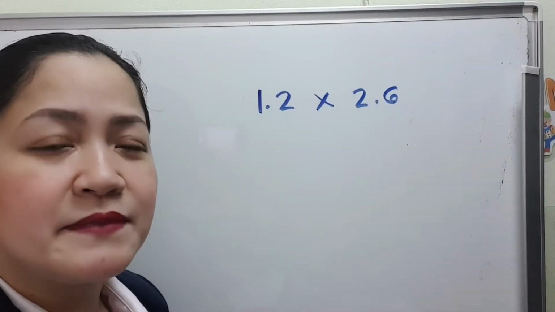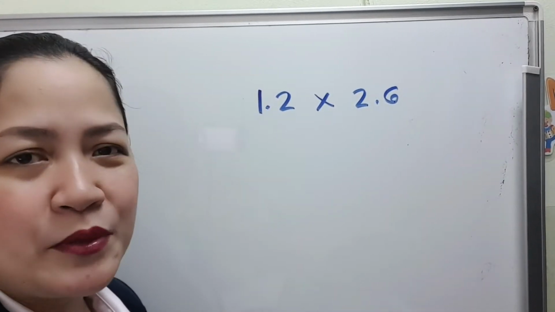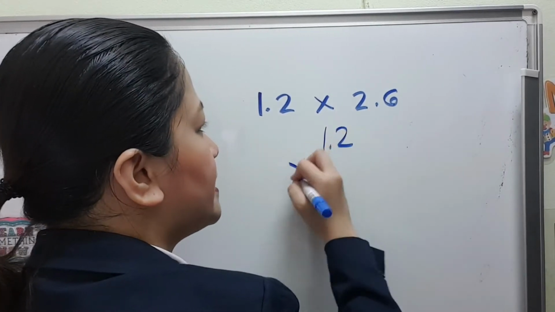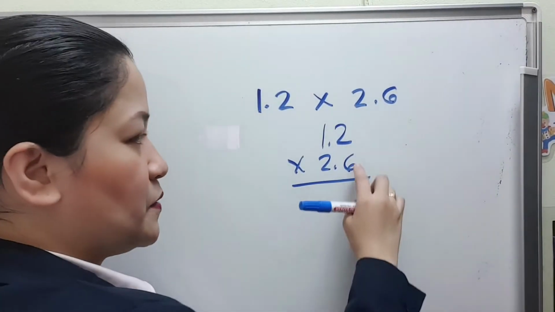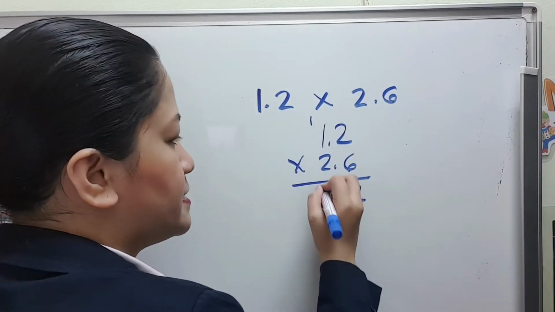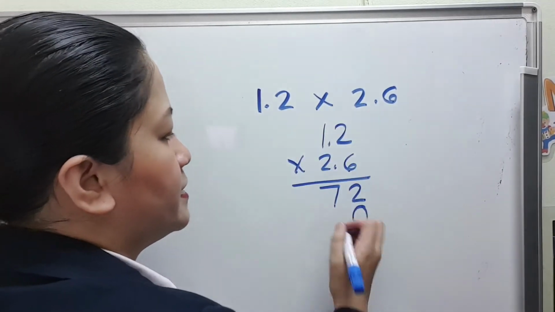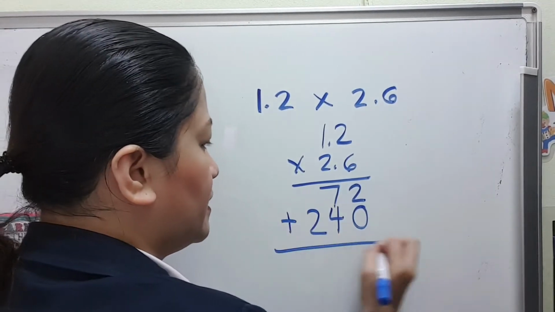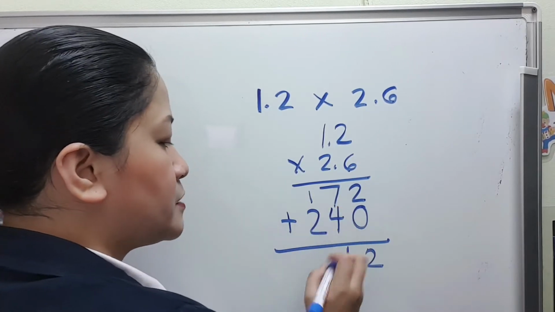Now let us have a decimal number times another decimal number. So again, we will multiply them just like how we multiply whole numbers. So we have 1.2 times 2.6. Imagine there are no decimal points. So 6 times 2 is 12. 6 times 1 is 6 plus 1 is 7. Put 0, do not forget that. Then 2 times 2 is 4. 2 times 1 is 2. Then add. 2 plus 0 is 2. 7 plus 4 is 11. 1 plus 2 is 3.